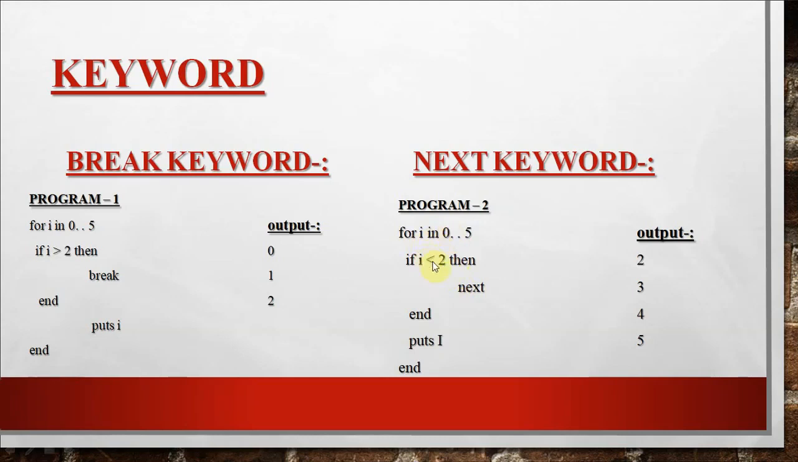So initially I is 0, 0 is less than 2, then we will go to next. यानी कि नेक्स्ट पे जाएंगे तो हम क्या क्या करेंगे कि यहाँ के बाद के स्टेटमेंट पे भी नहीं आएंगे, नेक्स्ट क्या करेगा सीधे सीधे फिर से फॉर लूप पे चले जाएगा. Now I will be 1, 1 is less than 2, yes, फिर से next, next.